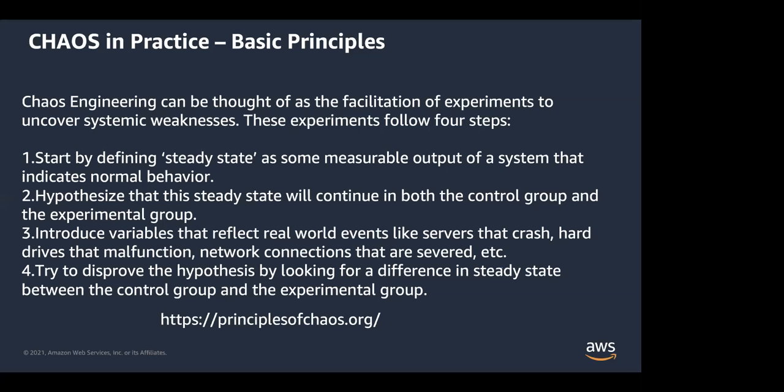Then, three, you introduce variables that reflect real world events, like servers that crash, hard drives that malfunction, network connections that are severed, and you see how that works in the experimental group. And then you try to disprove your hypothesis by looking for a difference in the steady state between the control group and the experimental group. If you have built a resilient system, your control group and experimental group will be identical. You won't have any disruptions. So that's the principle of chaos. There's actually a website you can go to called principlesofchaos.org if you want to learn more about this.